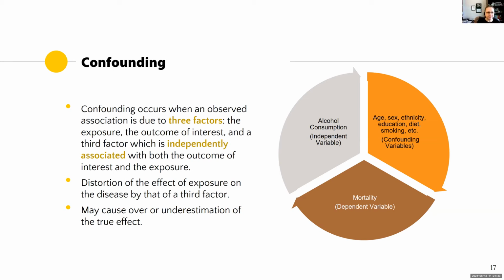So when you have these confounding variables, it can make a distortion of the effect of the exposure on the disease by that third factor. Is it the smoking that's causing the people to die, or is it the alcohol consumption? That kind of thing. So it may cause an over or underestimate of the true effect.